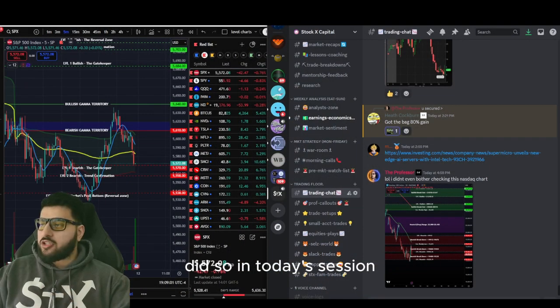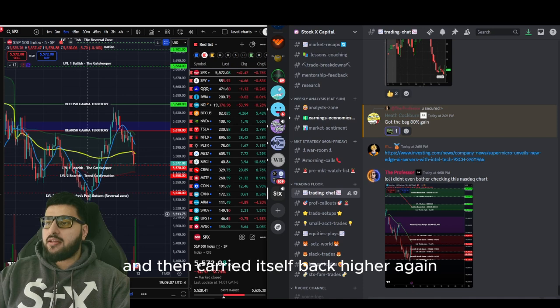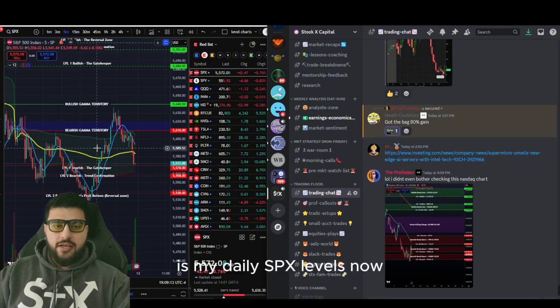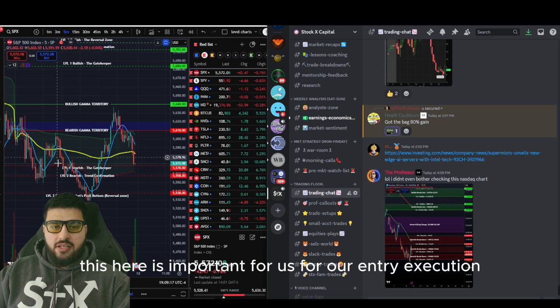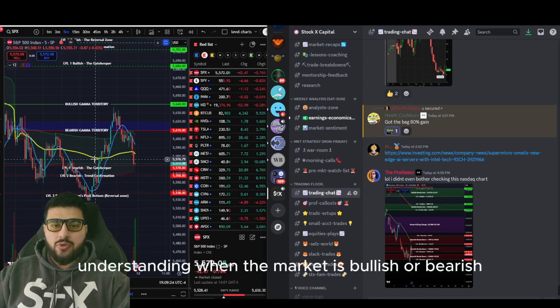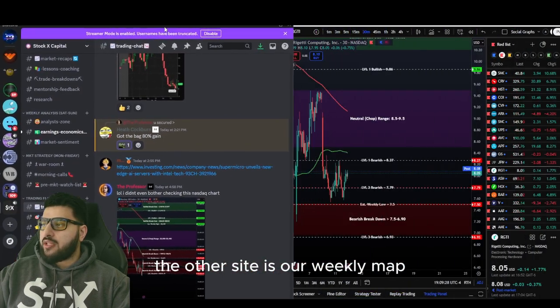So in today's session, we see that the S&P 500 had a very strong sell-off and then carried itself back higher again. Now, what you see on the left side here is my daily SPX levels. This is important for our entry execution and also for understanding when the market is bullish or bearish. The other side is our weekly map.